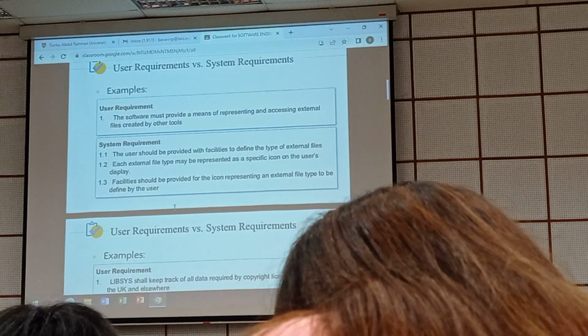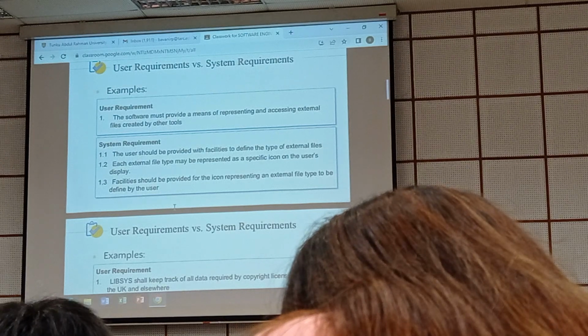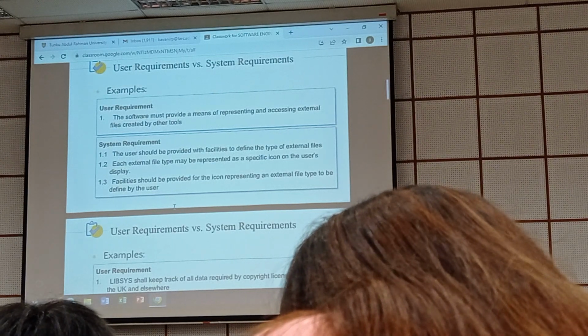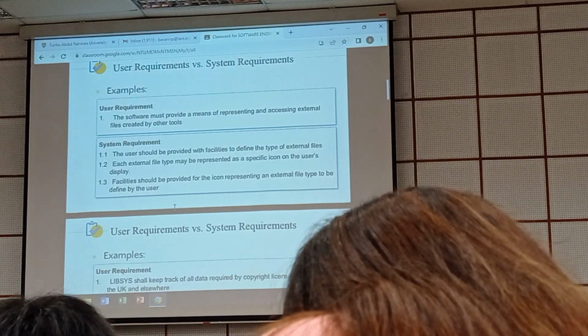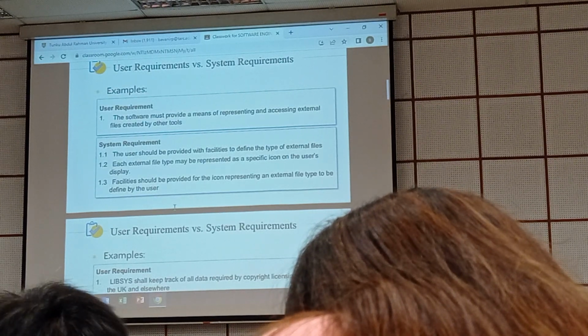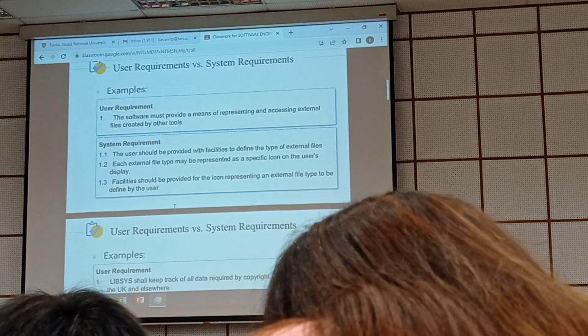That means in here, is the system giving the right answer or not? So that is accuracy. So this is what kind of requirement? It is a quality requirement.